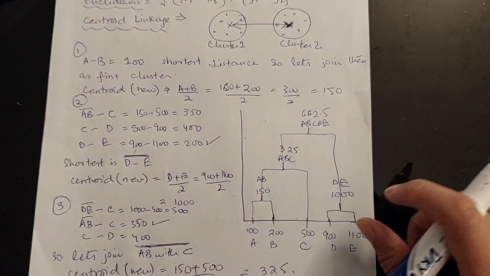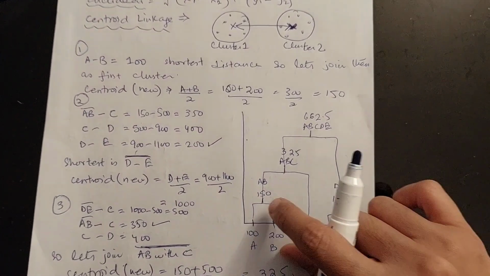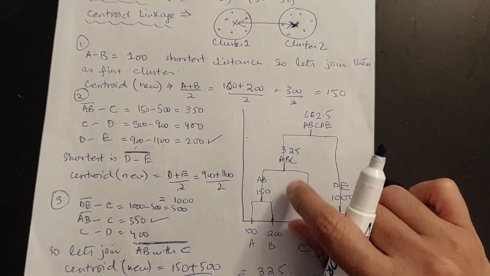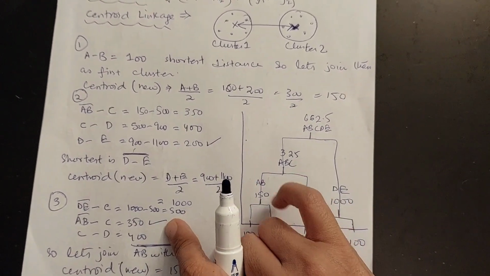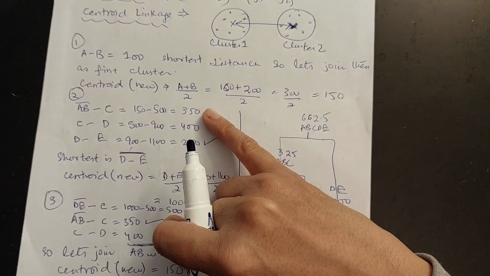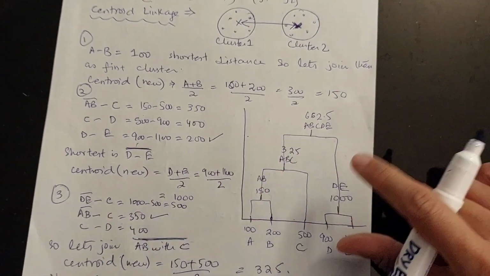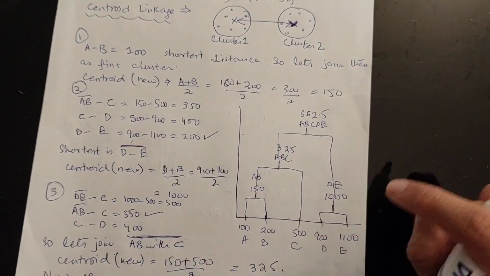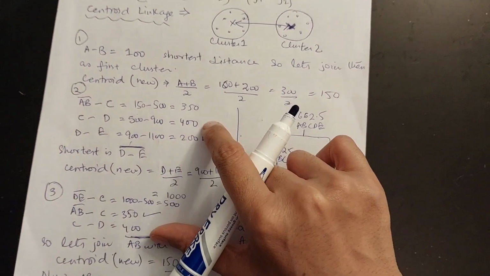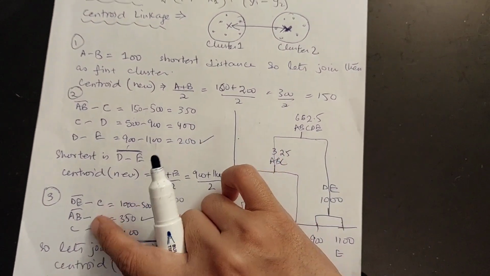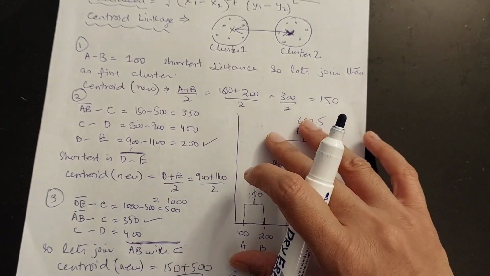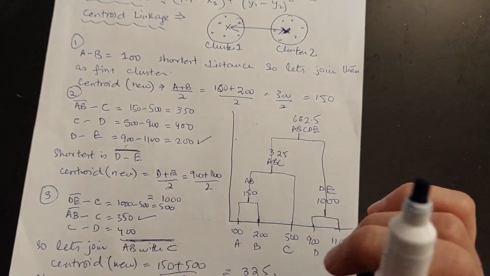Okay, what is the distance between this data point AB and this data point C? It is 350. It is the same as it was calculated earlier, and the distance between C and D is also the same as it was calculated earlier. So out of these three distances, we can say that the shortest distance is 350.